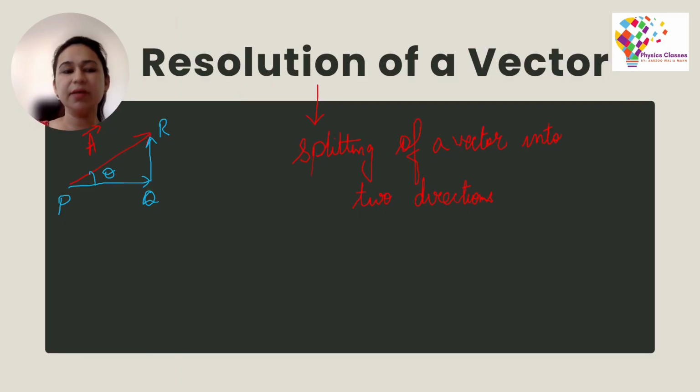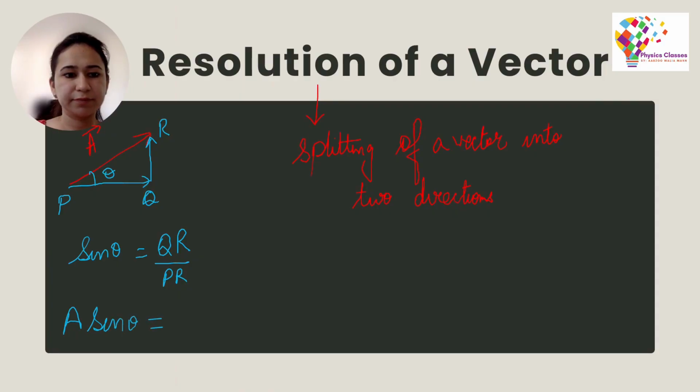Then for this particular triangle, I can write sine theta. Sine theta here would be given by QR by PR. So from here, I can say PR is nothing but A. So A sine theta will be equal to QR. Right? It's very straightforward.